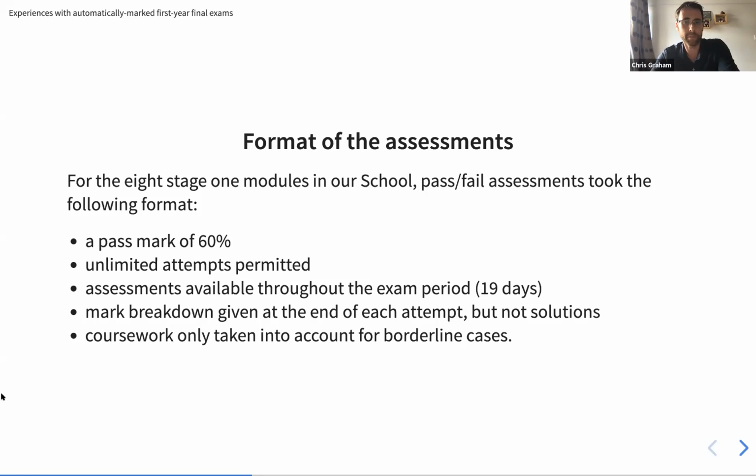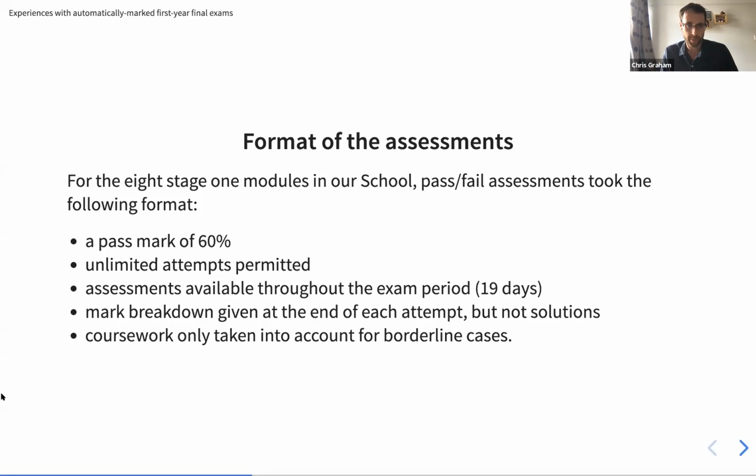At the end of each attempt, they would see a score, so they'd know if they passed or failed at that point, and they'd see a mark breakdown. So this would tell them which areas they did or didn't get correct, but not solutions, importantly. So they would have to complete an attempt in its entirety without knowing how they'd done, finish their attempt, see the score and some indication of where they'd gone wrong. And then they would have the opportunity to take the assessment again if they had not passed.